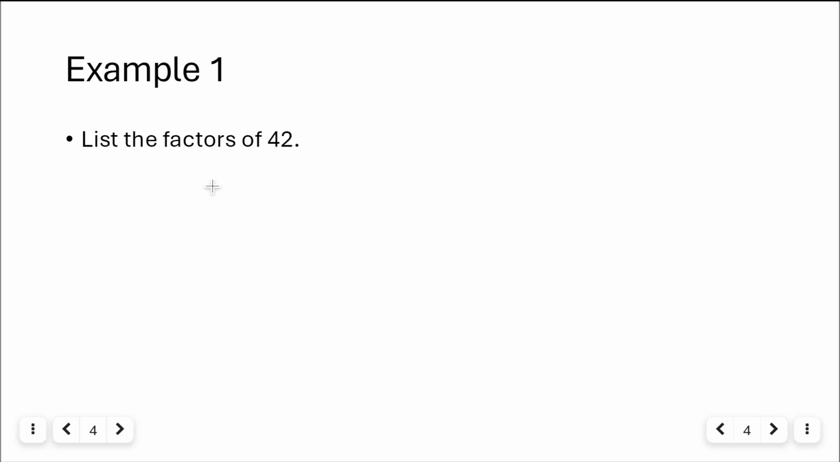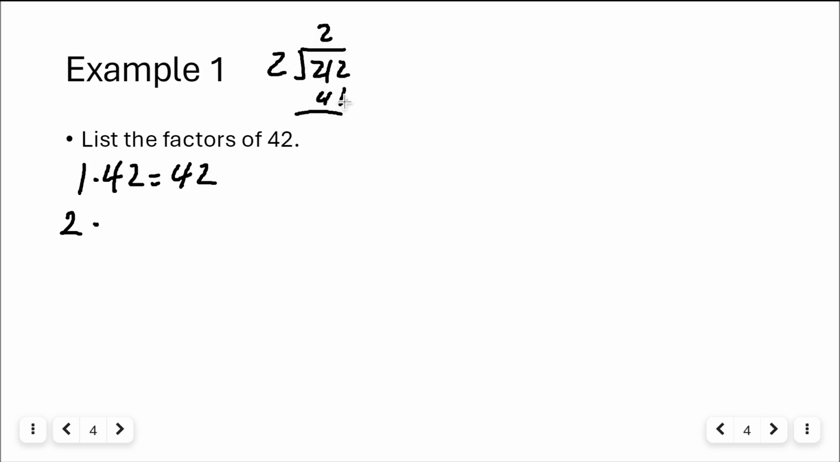All right, let's try the factors of 42. So let's write down all the ways we know how to multiply and get 42. We'll start from 1. 1 times 42. 2, this number is an even number, so that means 2 has to divide in evenly. So 2 divides into 42. 2 divides into 4 2 times. Bring down the 2. 2 divides into itself once. So 2 times 21 is 42.